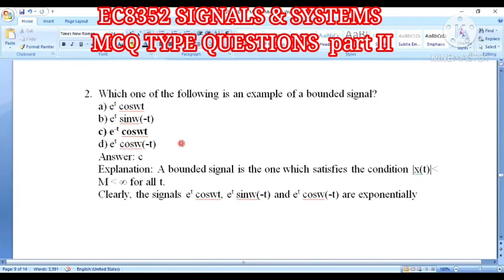Option C, e to the power of minus t cos of omega t. Option D, e to the power of t cos of omega minus t. So which one is the correct answer? Because here the question is about a bounded signal. Bounded means you know the concept, isn't it?